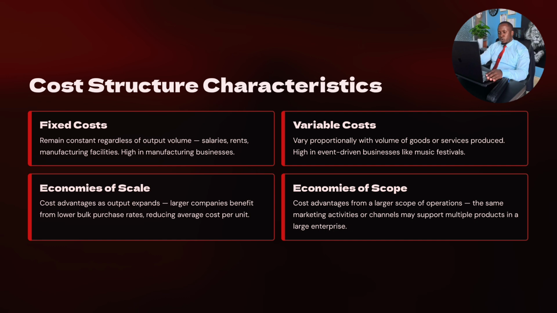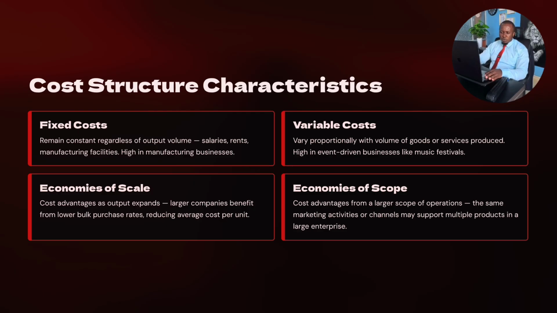The cost structure might also include variable costs, which vary proportionally with volume of goods or services produced. So high in event-driven businesses like music festivals. So for variable costs, the more you produce, the higher your cost.